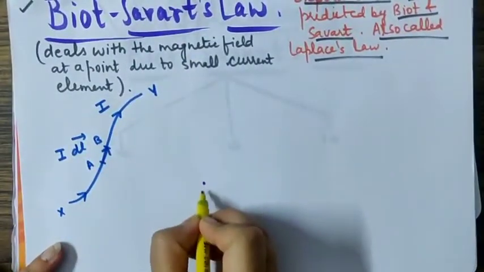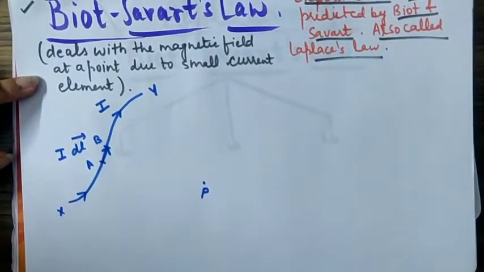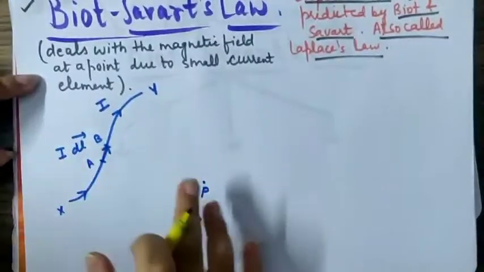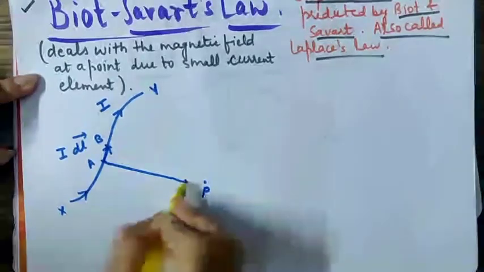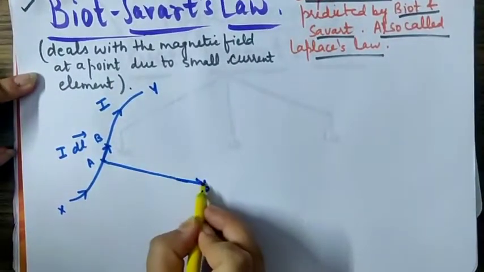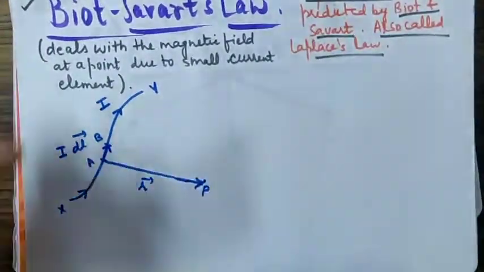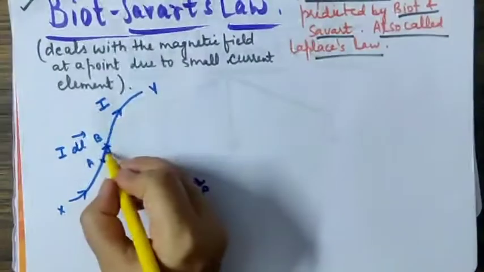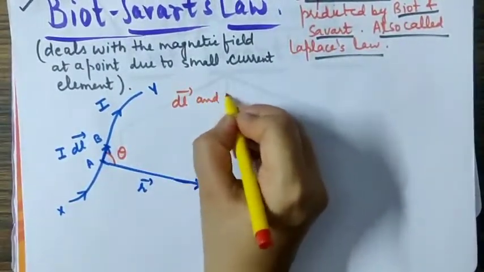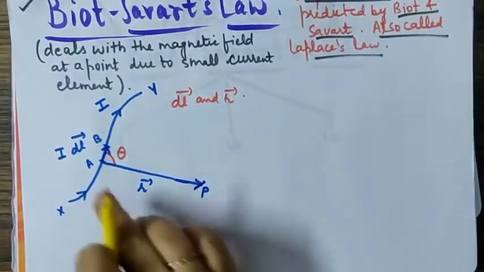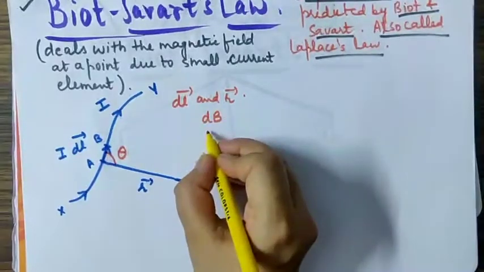Now let this be point P. P is my point of interest where I need to find the value of magnetic field. I am telling you that this is the wire and asking the value of magnetic field at point P. So what you will do is draw a position vector of P first of all. Suppose this is the position vector, written as r vector, and let theta be the angle between dl vector and r vector. Then the value of magnetic field due to the small current carrying element will be a small value, dB vector.